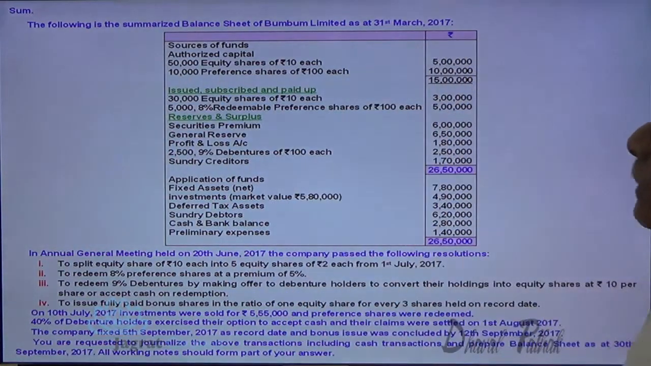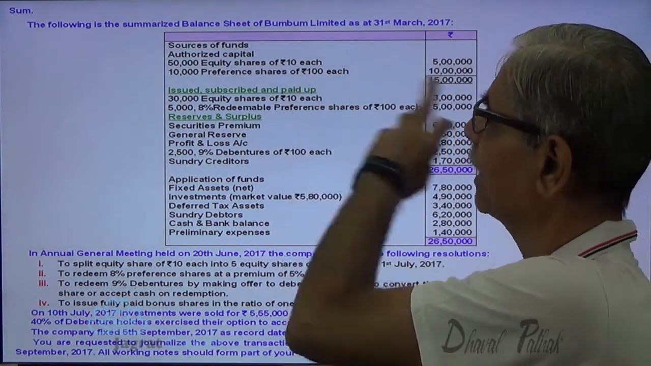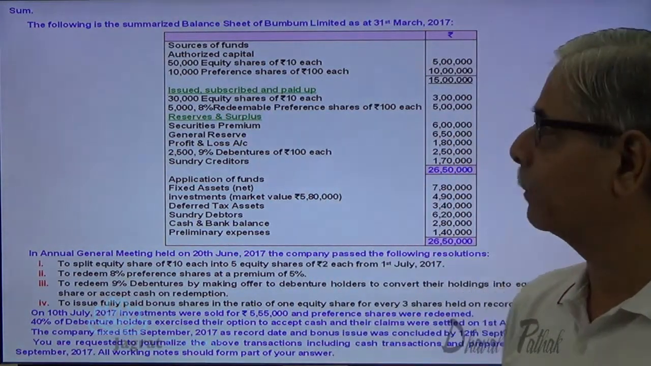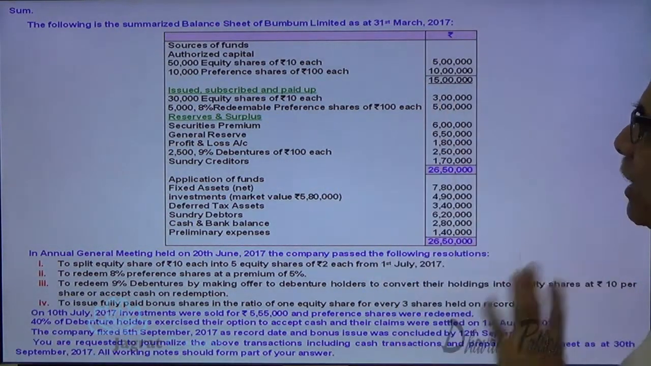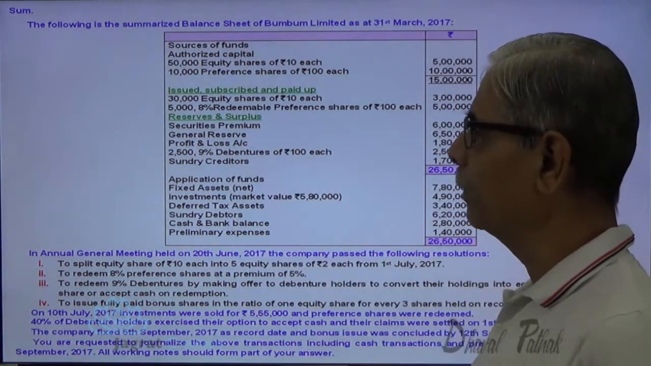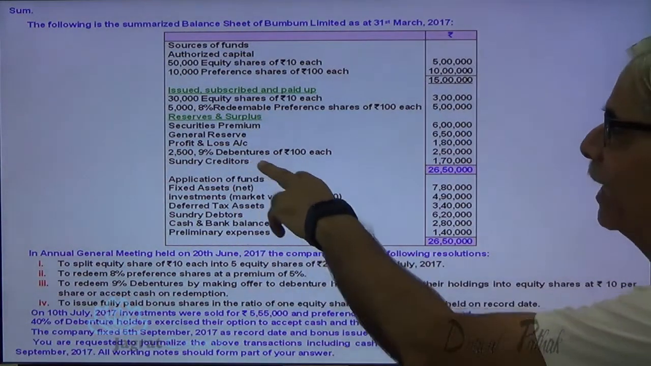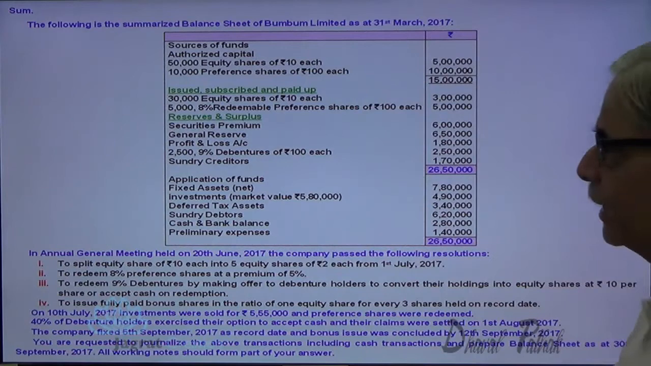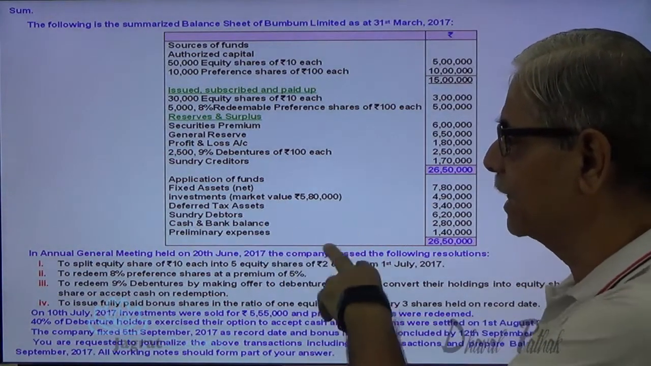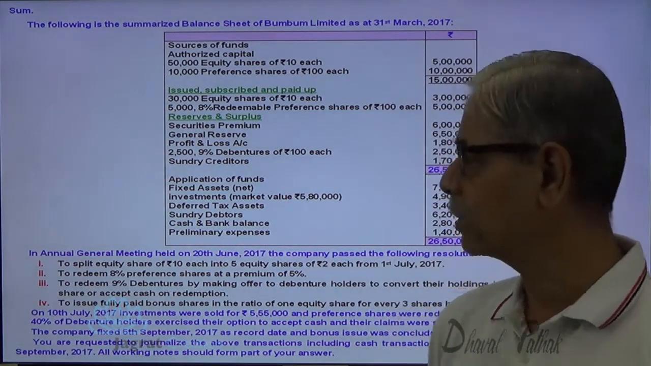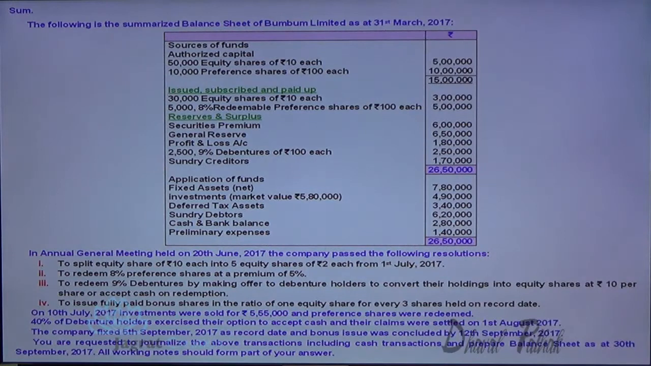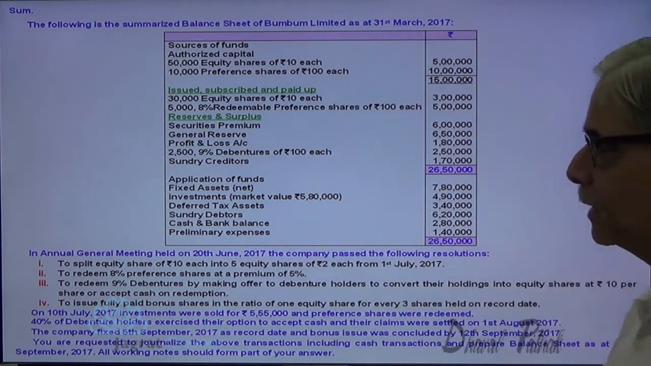The following is a summarized balance sheet of Bambam Limited as on 31st of March 2017. Source of funds: authorized share capital, equity share capital, preference share capital, issued, subscribed and paid up capital. Equity shares of rupees 10 each, preference shares of 100 each. Securities premium, general reserve, profit and loss account, debentures 1,82,50,000, creditors. Application of funds: fixed assets, investment with market value 5,80,000, deferred tax asset that you will study as per AS 22, sundry debtors, cash and bank balance, preliminary expenses.